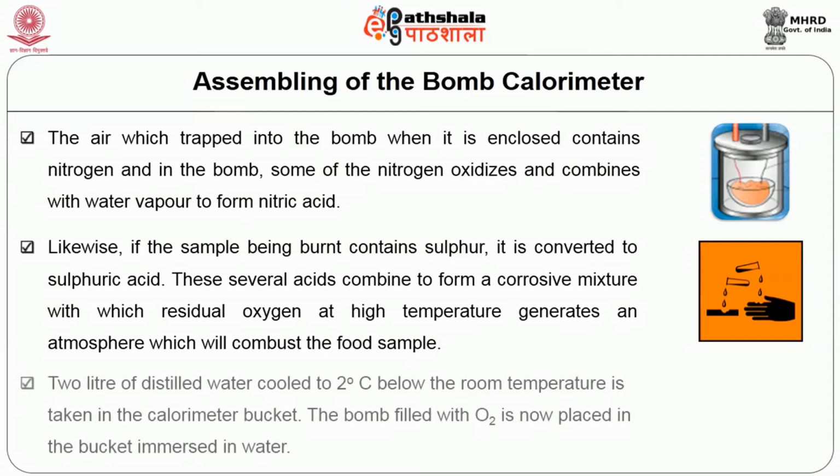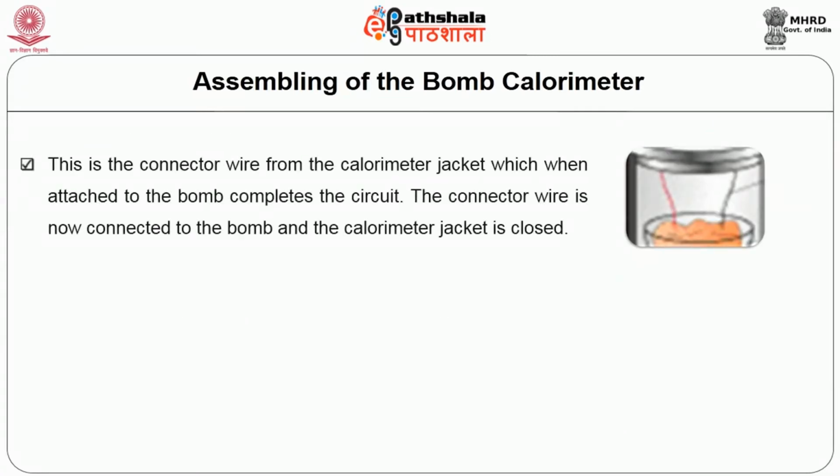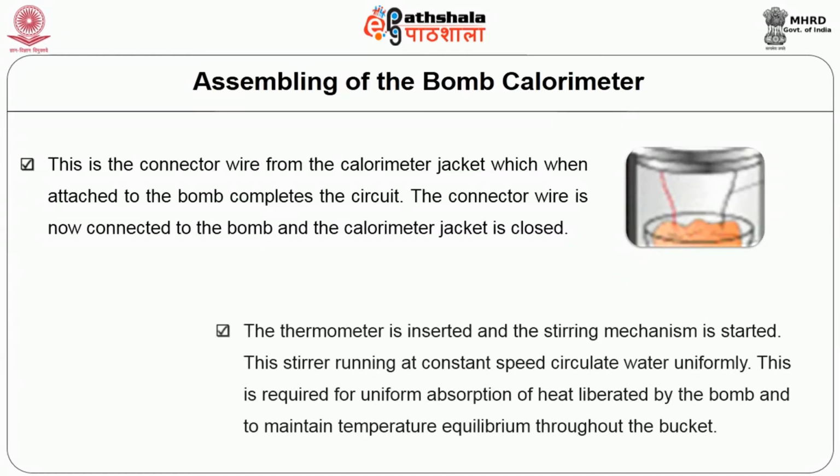2 liters of distilled water cooled to 2 degrees Celsius below the room temperature is taken in the calorimeter bucket. The bomb filled with oxygen is now placed in the bucket, immersed in water. This is the connector wire from the calorimeter socket which, when attached to the bomb, completes the circuit. The connector wire is now connected to the bomb and the calorimeter socket is closed. The thermometer is inserted and the stirring mechanism is started.